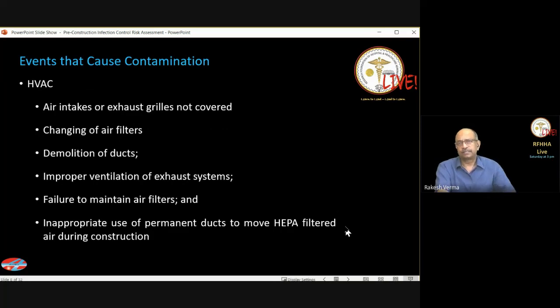HVAC system: this is when the exhaust grills or the air intakes are not covered properly during the construction. For example, if you are maintaining the air filters, you have taken out the microwave filter or the other filters from the HVAC system. Even this maintenance activity qualifies as construction for the purpose of infection control. So what are the measures we take while we are trying to change or repair or clean these filters?